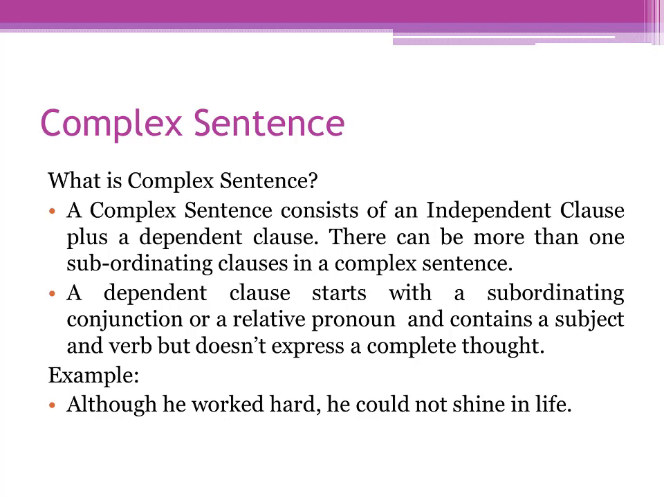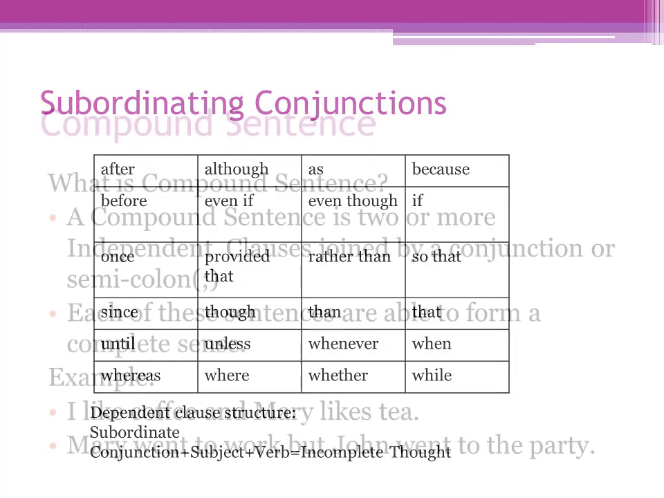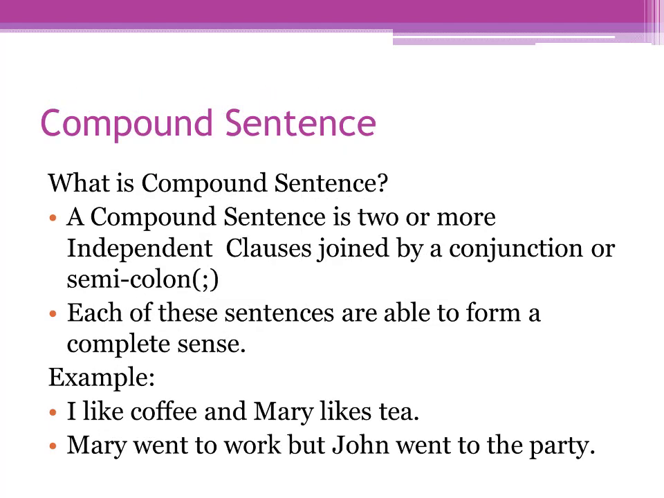There can be more than one subordinating clauses in a complex sentence. A dependent clause starts with a subordinating conjunction or a relative pronoun and contains a subject and verb but doesn't express a complete thought. Example, although he worked hard, he could not shine in life. Here is a list of subordinating conjunctions for you. Next, what is compound sentence?